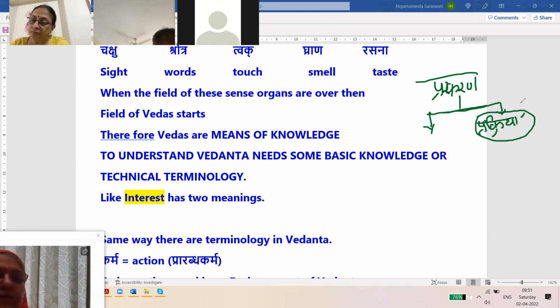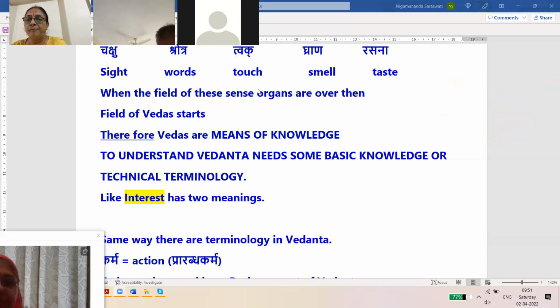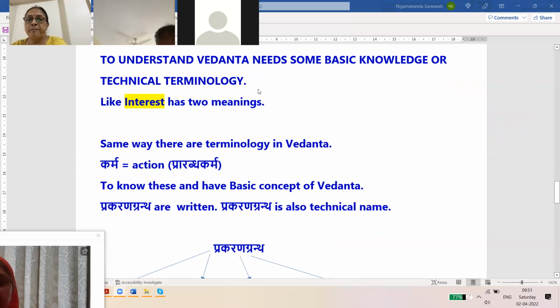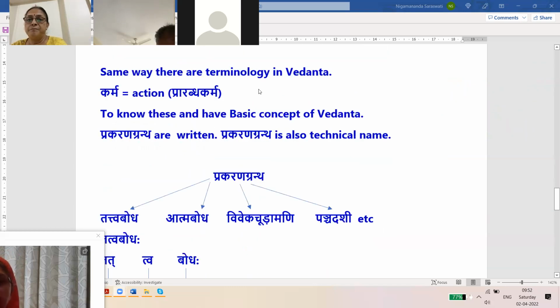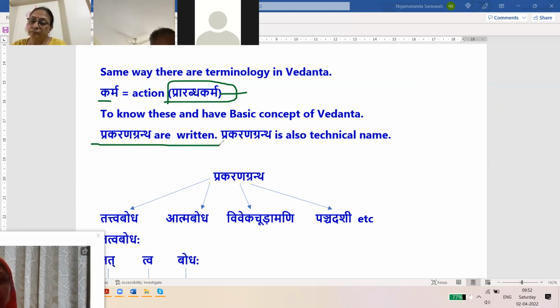This Prakriya is also mentioned in Prakarana Grantha. Prakarana is not a chapter here. That's why we are going to study Tattvabodha first. I have written everything here. In some way karma is the action, but prarabdha karma is punya papa, karma phala. And to know this, to have a basic concept of Vedanta, Prakarana Granthas are written.